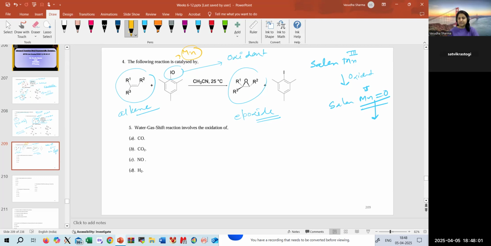Now, another simple question: the water gas shift reaction involves the oxidation of what? So you have four options. We know that the water gas shift reaction is of carbon monoxide and water. So this is the oxidation of CO, which would give you CO2 as an oxidized product. So option A is the right option.